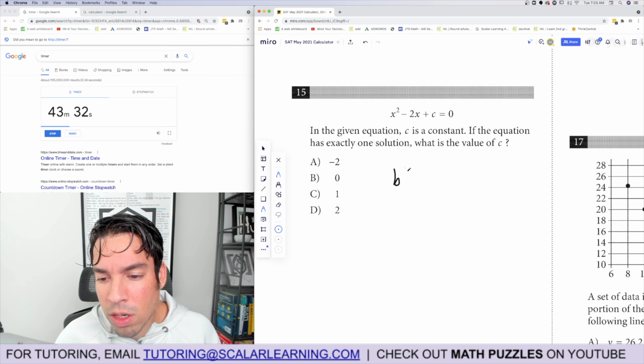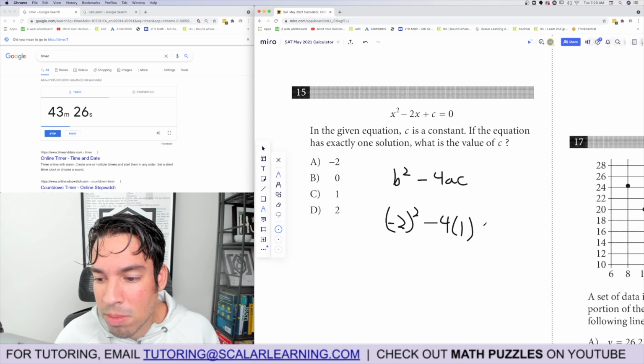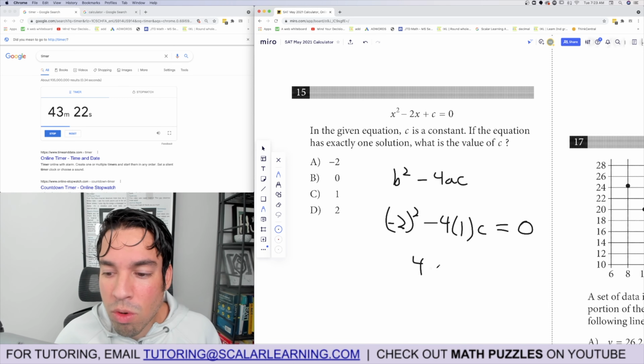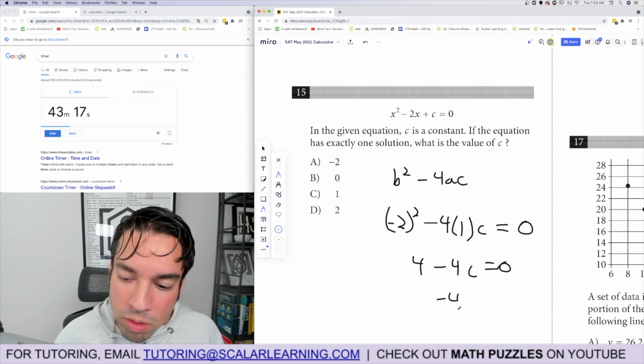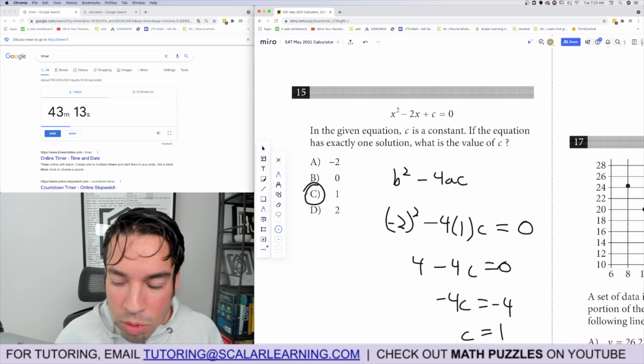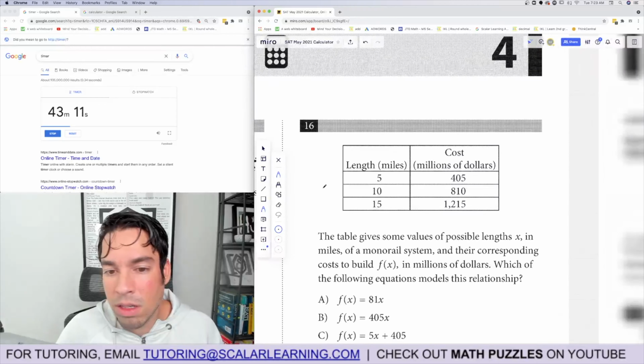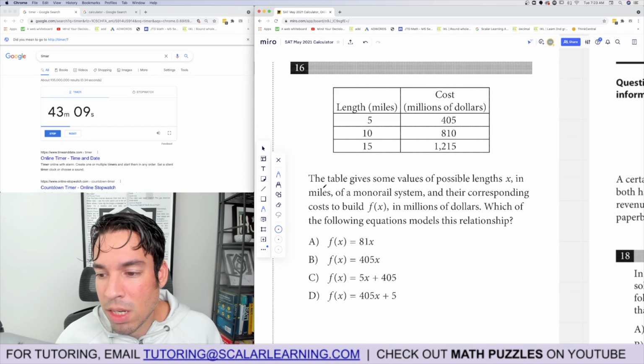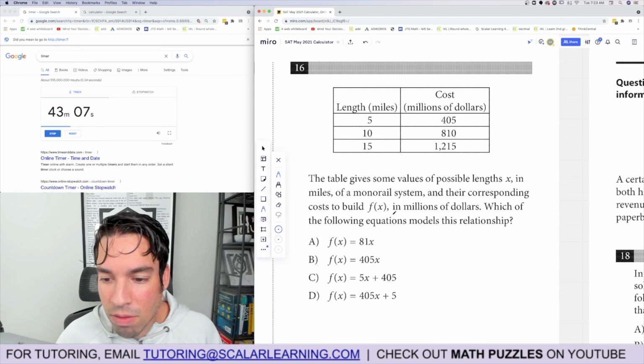Discriminant is b squared minus 4ac, so let's plug it in. Negative 2 squared minus 4 times 1 times c. And when there's one solution, discriminant equals 0. Now we've got an equation: 4 minus 4c equals 0. You can already see it's 1, but let's subtract 4 from both sides. Negative 4c equals negative 4. Divide by negative 4, c equals 1. Boom, done.